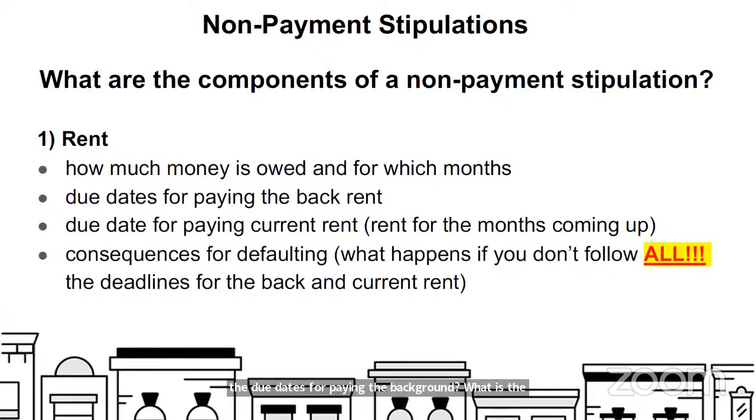So even if, remember, you owe the back rent, you still have to pay the rent for the current month. So if someone owes like $5,000 in back rent, they still have to pay March's rent. And then the months coming up, they'll still have to pay that.